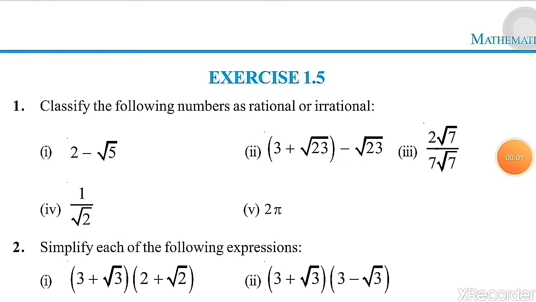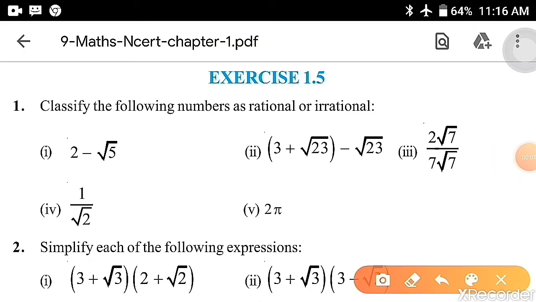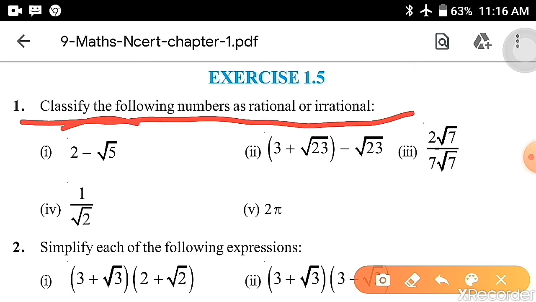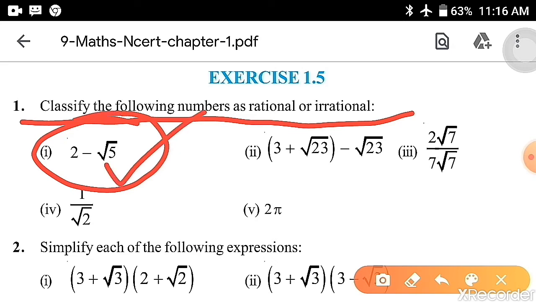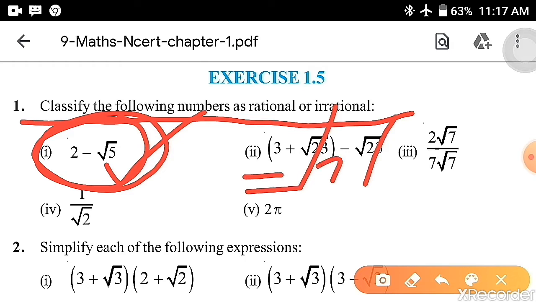Now in exercise 1.5, what we have to do? We have to classify the following numbers as rational or irrational. In the first question you can see that root 5 is irrational, so definitely this number is also irrational. But in question number two, if we open this bracket, you will see that the root 23 terms cancel each other and the answer will be 3, hence it is a rational number. And the next one, root 7 will be cancelled by root 7 and the answer will be 2 upon 7, again a rational number.